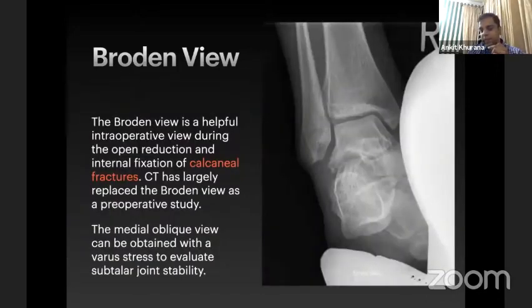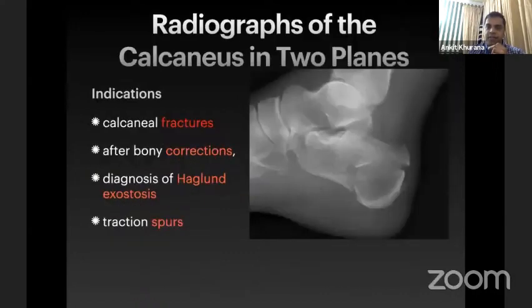This is helpful in assessing calcaneal fractures, but CT has largely replaced Broden's view as a preoperative study for evaluating calcaneal fractures, as being easier to carry out and more convenient for the patient as well as for the surgeon. Radiographs for calcaneum are done for assessing calcaneal fractures, to assess bony corrections, to diagnose Haglund's exostosis, as well as to look for traction spurs.